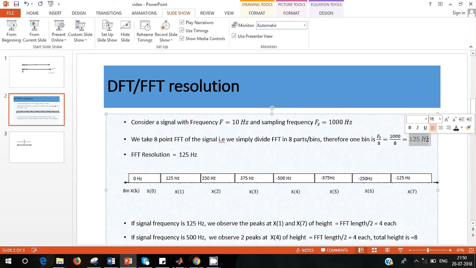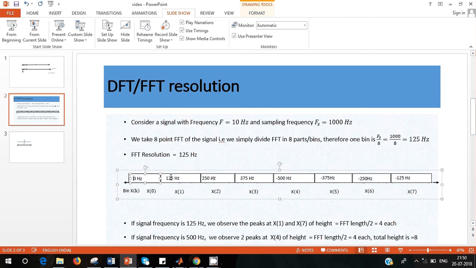Before that, we can see this is the entire region of 1000 hertz. You are dividing it into 8 parts. If it is divided into 8 parts, each part is 125 hertz, starting from 0 hertz. So this is called bin number 0, or you can say bin number 1, whatever is convenient for you.